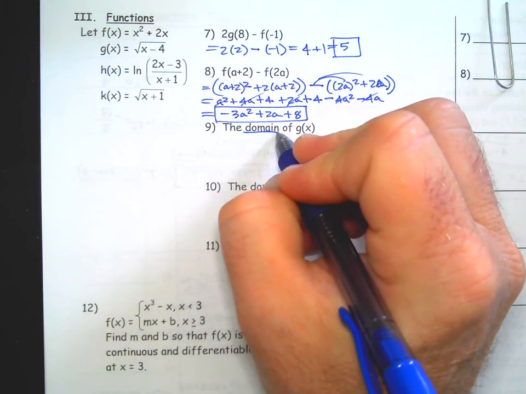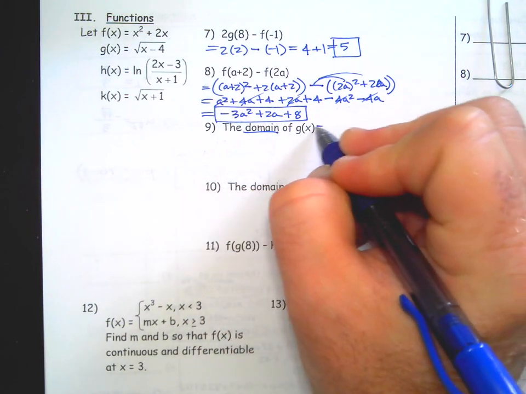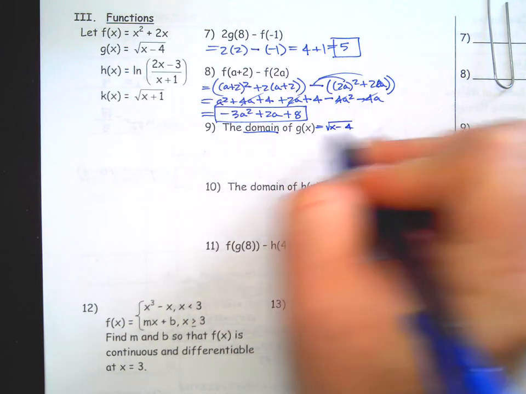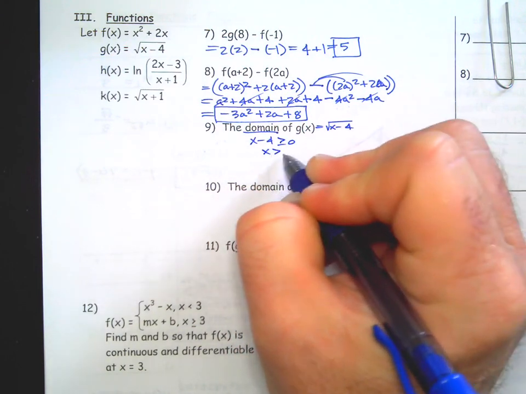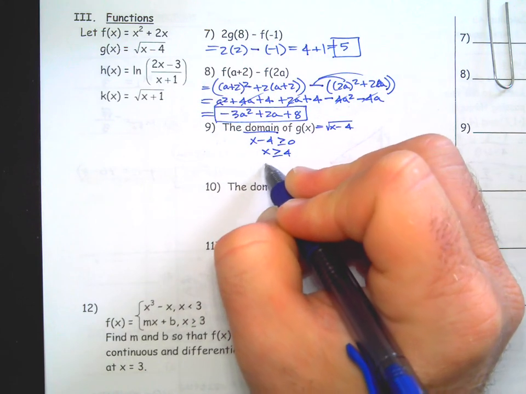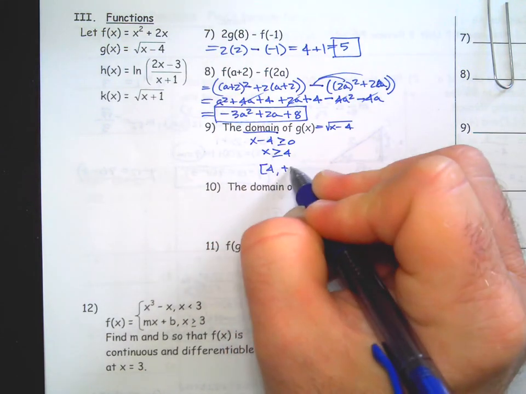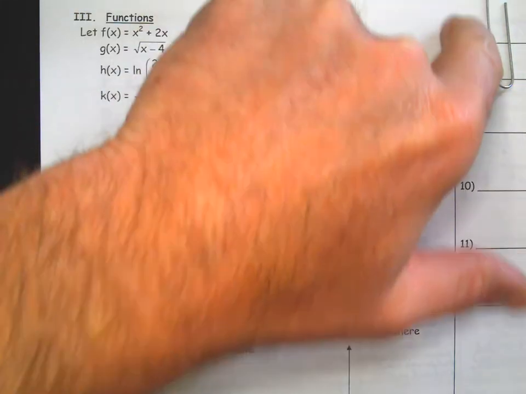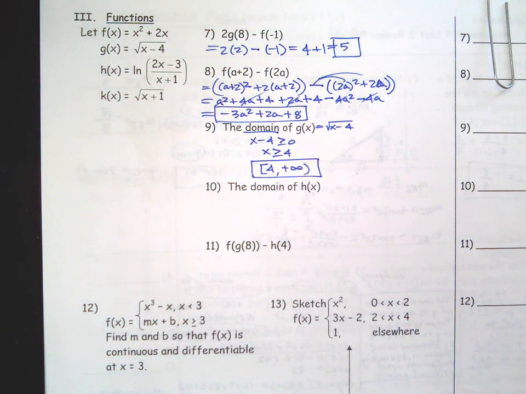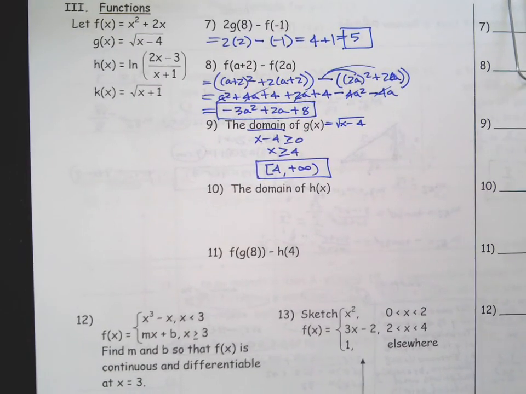Domain of this, well, the inside has to be greater than or equal to 0. So x has to be greater than or equal to 4. The domain is 4 to positive infinity. I want an interval notation. Okay? And of course, you can write your answers in the answer column, but I'm just skipping that for right now so I can get this video done quicker.